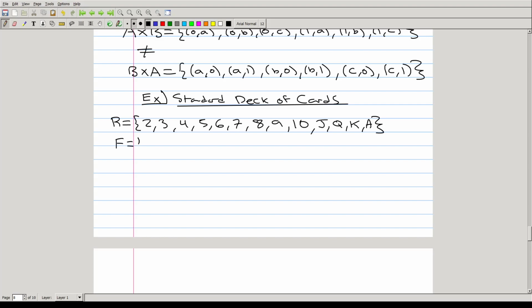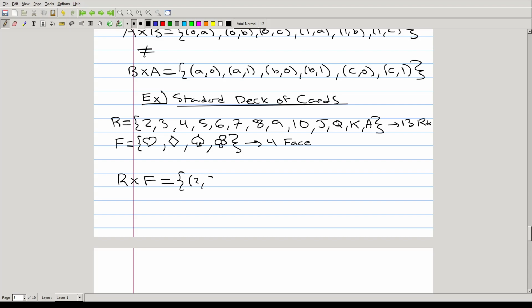And for the face values, there are 4 of which: the heart, the diamond, the spade, and the club. There are 13 different rank values and 4 different face values for any card. So if you consider the Cartesian product of the rank values with the face values, this is the set of all possible combinations of rank and face.